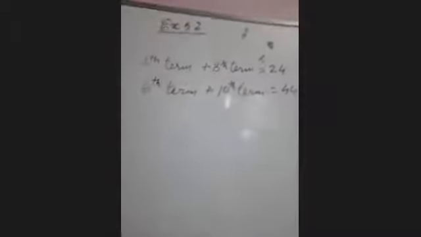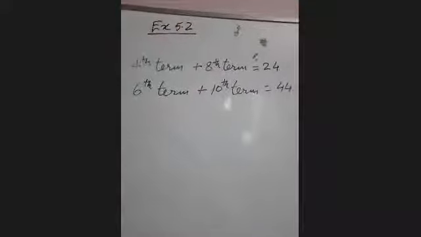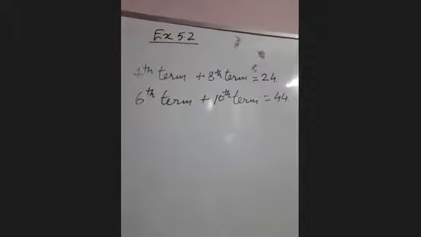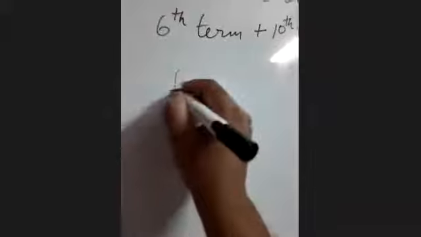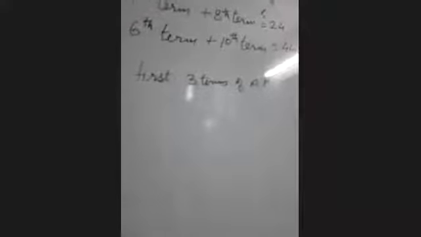Okay, so we have been given in the question that the sum of the fourth term and the eighth term is 24, and the sum of the sixth and the 10th term is 44. We have been given these conditions. We need to find the first three terms of the AP. For doing that, we need to know the first term A and the common difference. We need to find A and D.